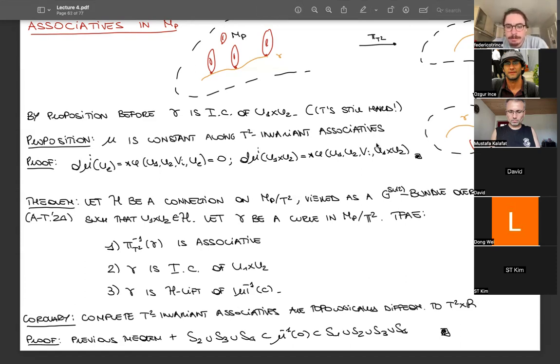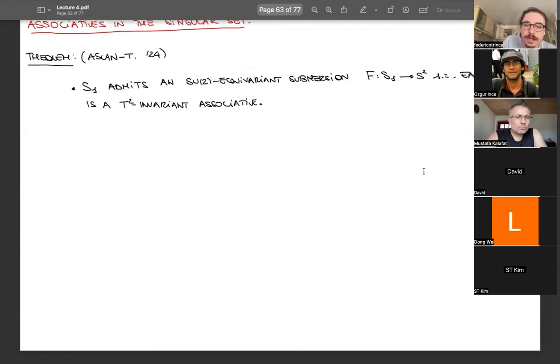Okay, now I don't think I have much time, so I will push forward to the singular part. So the singular part is divided into the different strata.